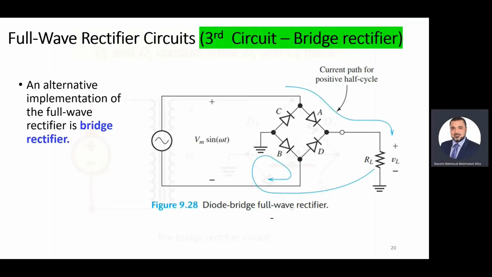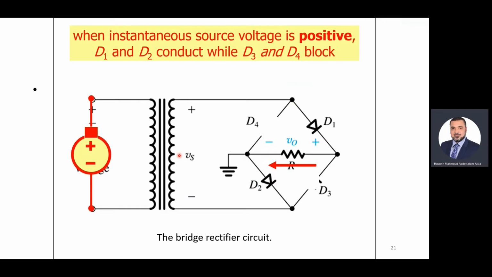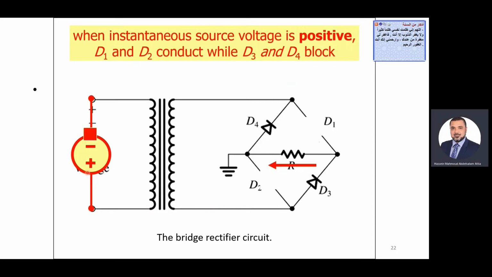Okay? In the bridge rectifier, as you can see here, when the input is positive, the current will go in this diode, then in this diode. This means V out is positive when the input is positive. What about when the input is reversed? When the input is negative, look at the current going through the two other diodes.